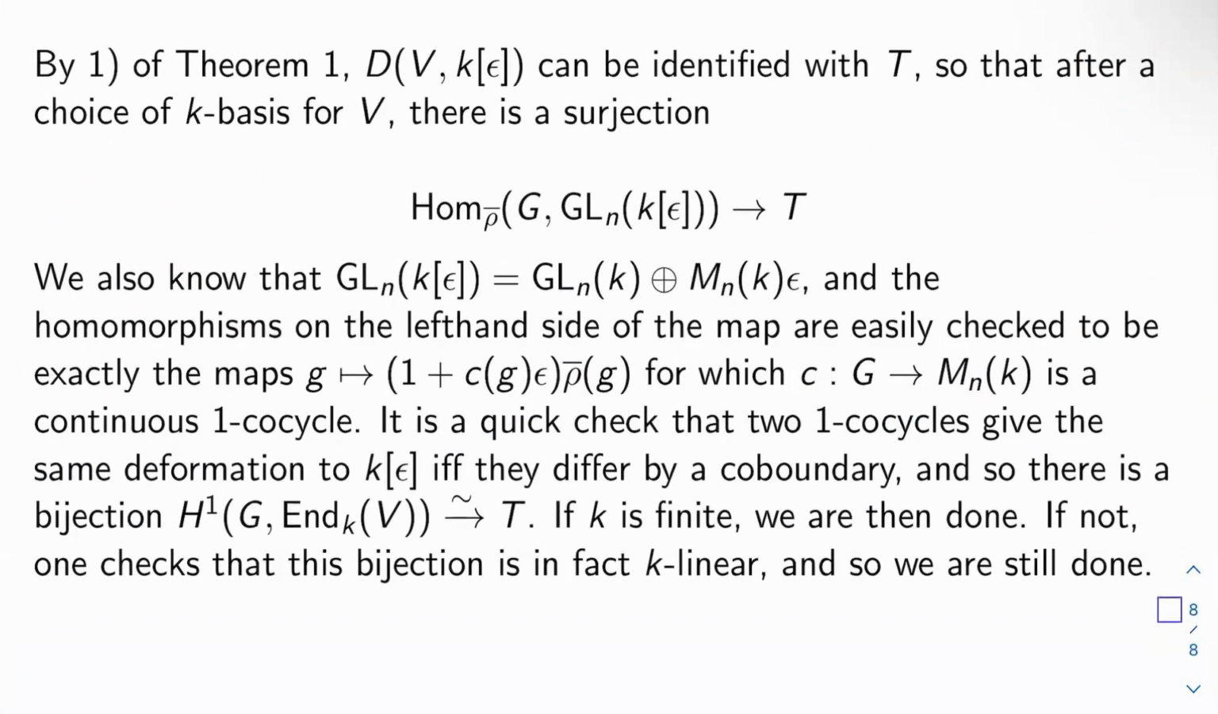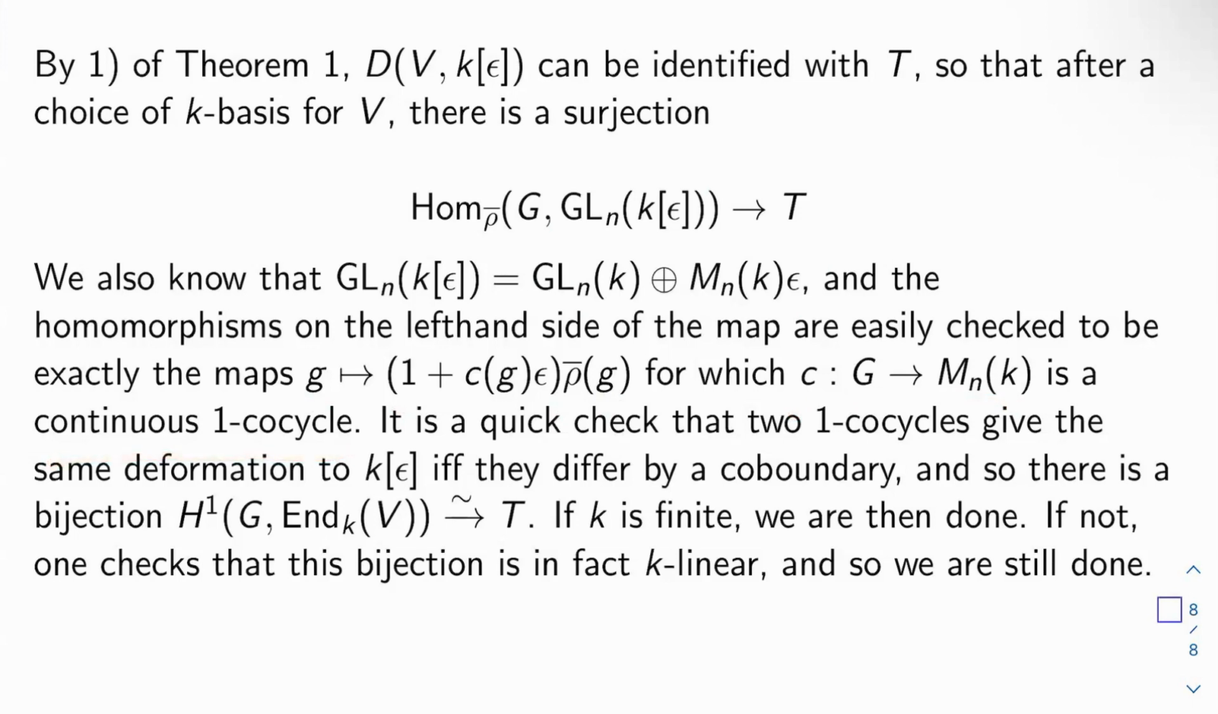By part 1 of theorem 1, the deformations of V to K[epsilon] can be identified with T. And so if we choose a K basis for V, there's a surjection from the rho bar lifts, maps from G to GL_N of K[epsilon], to T, all right? But then I also know that GL_N of K[epsilon] is just GL_N of K direct sum M_N(K) epsilon. And the homomorphisms on the left-hand side of this map here are easily checked to be exactly the maps that look like g maps to (1 plus c(g) epsilon) times rho bar of g, for which c from G to M_N(K) is a continuous 1-cocycle.